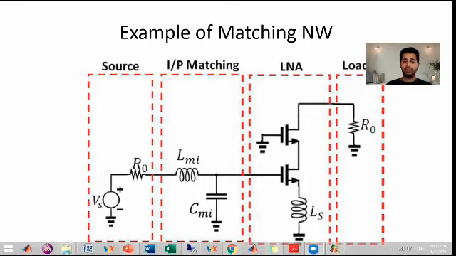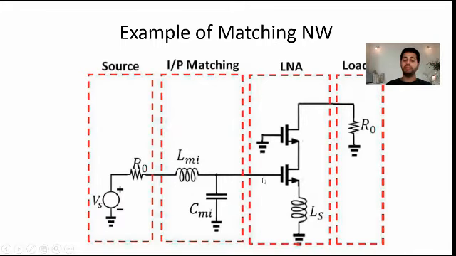The amplifier here consists of two transistors with inductive degeneration connected to the source. The input impedance we see from the gate here is capacitive, which means if we directly connect the source to the amplifier, most of the power will reflect back and the power gain will be 0. That's why we need a matching network to transform this capacitive impedance into a real impedance.